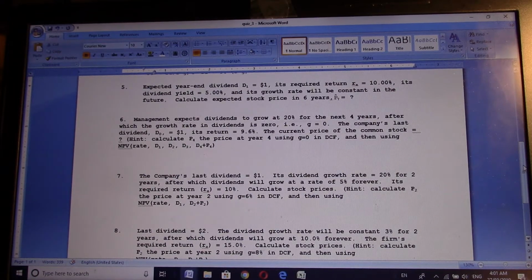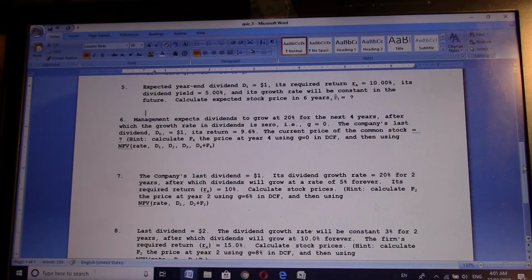The question number 5 in the quiz help video. Dividend D1 is $1. Required rate of return is 10%. Dividend yield is 5%. Growth rate will be constant in the future. Calculate the expected stock price in year 6.